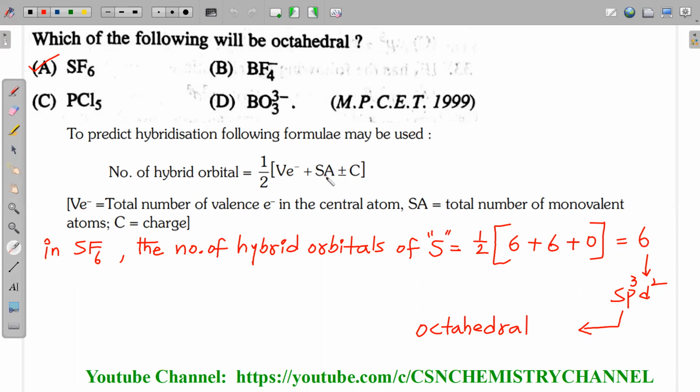Next, instead of SA, what is SA? Total number of monovalent atoms. Fluorine atom is monovalent. Monovalent means it can form only one bond. Every fluorine can form only one bond. The atoms which can form only one bond are called monovalent atoms. Halogens are monovalent atoms.